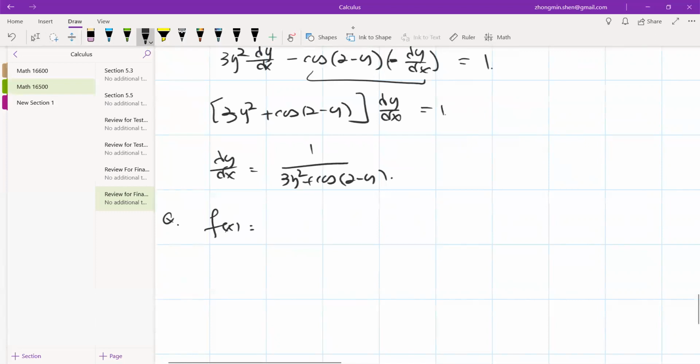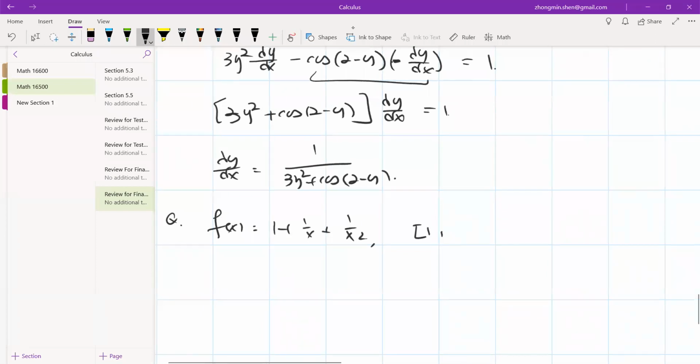So we are given a function. Okay. So it's going to be 1 to 6. Find the absolute maximum value and minimum values.